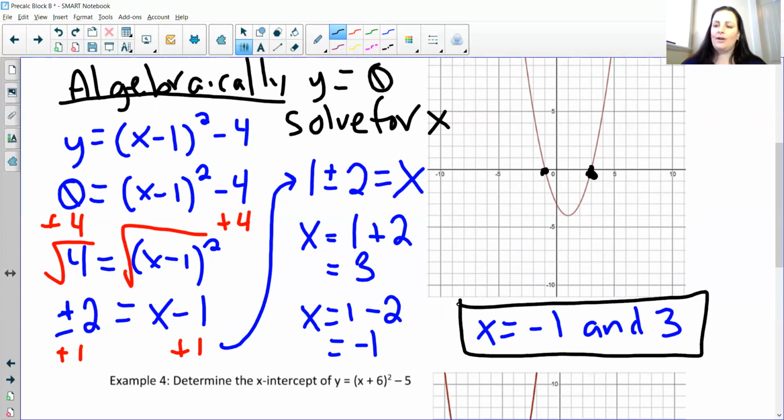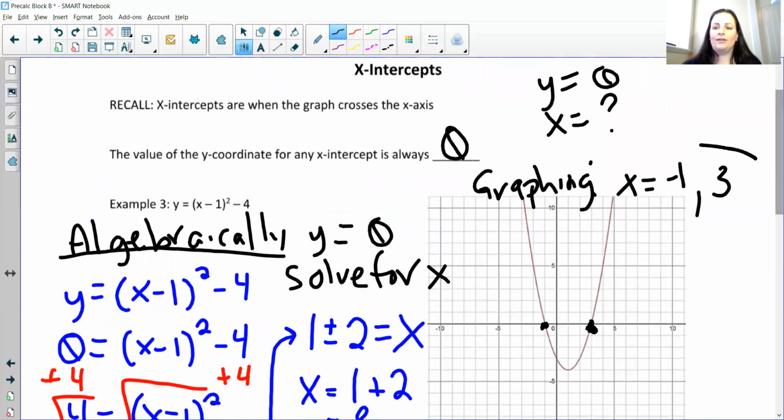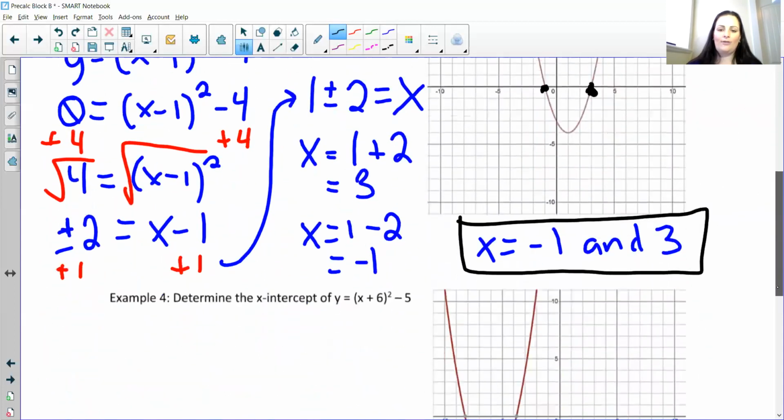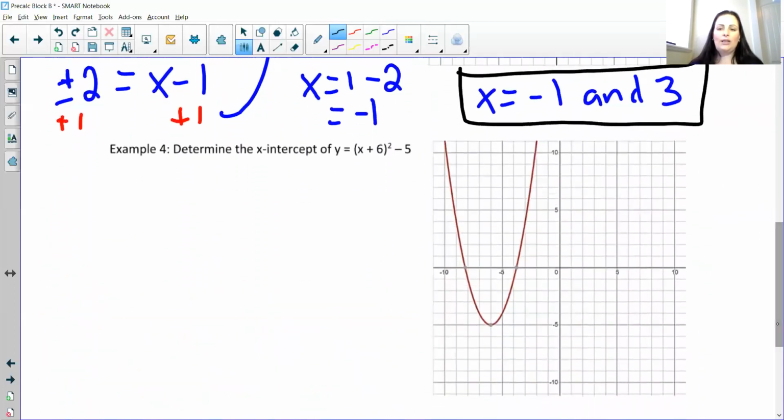And because we had the graph provided to us, we had the same answers that we found by graphing, by reading it off of the graph. So pause the video here and try the next one.